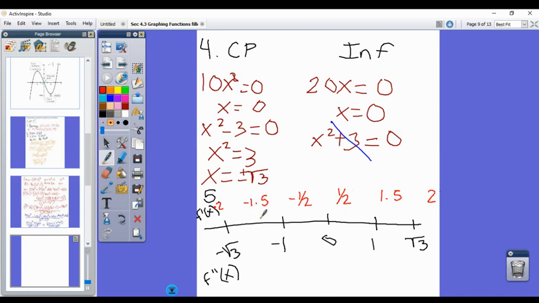If you do, it's increasing. If you get a negative, it's decreasing. And then you're going to do the same thing with the second derivative. So pause now and do that.